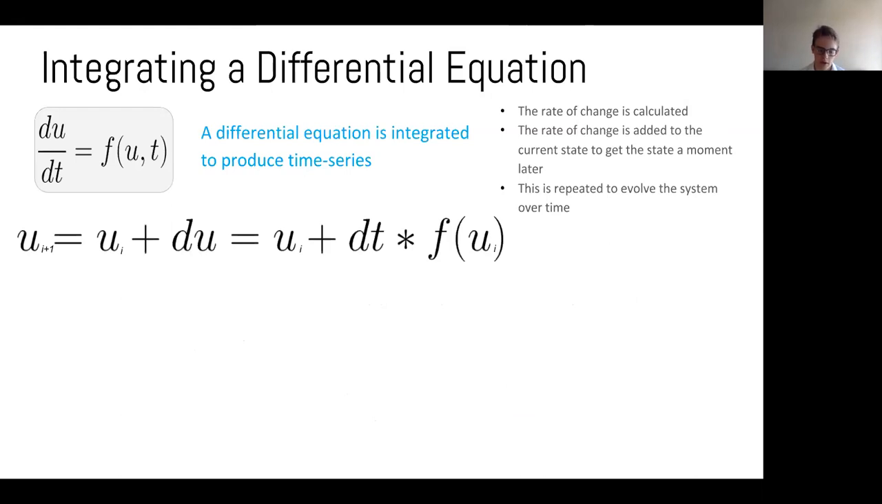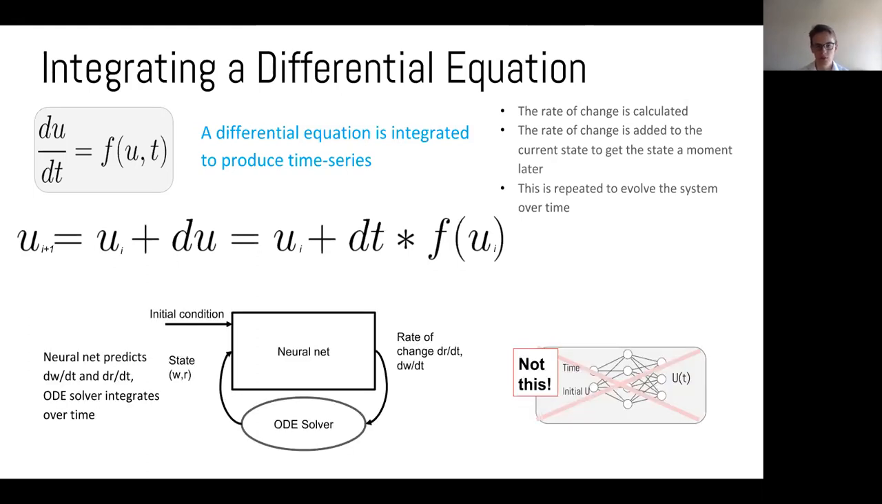So to produce results from a differential equation, you integrate it, which is you evaluate the equation once to get the current rate of change, change the state by that much, and then repeat the process until you get all the way through time as long as you want to go. For a neural differential equation, you have to do a similar thing. Because the neural net only gives you the rate of change, you still have to add that to the current state and repeat the process for however long you want to simulate.